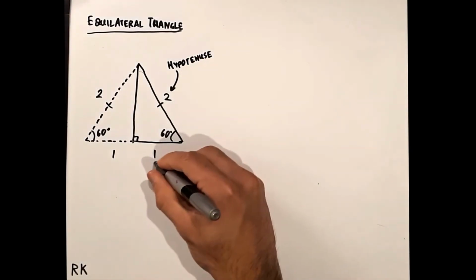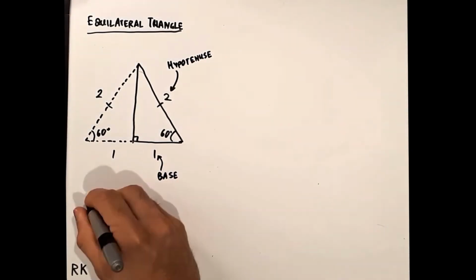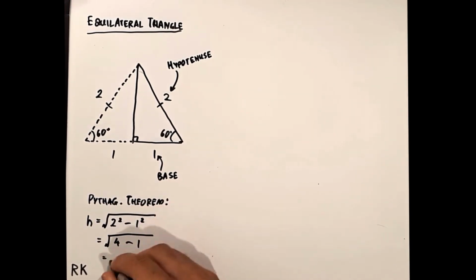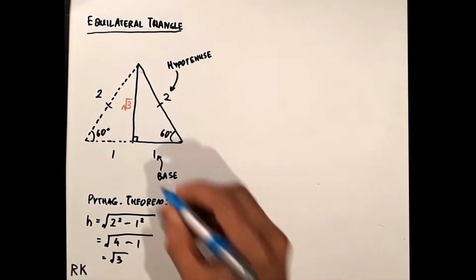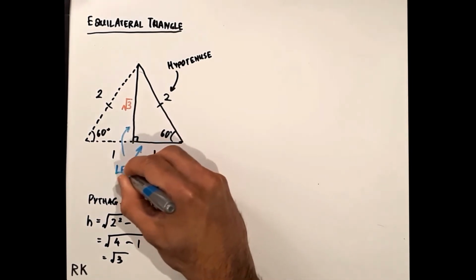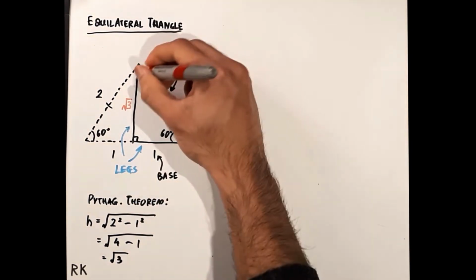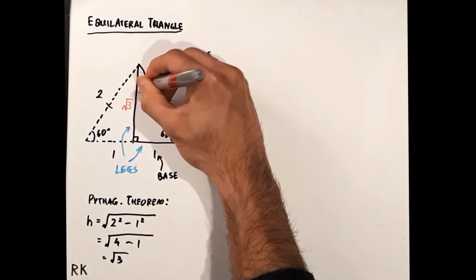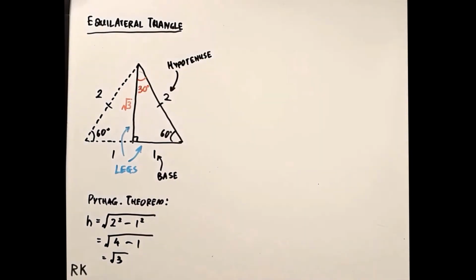This new triangle has a base of 1 unit, and using Pythagoras' theorem, we can calculate the height to be √3. These two sides are known as the legs of the right-angled triangle. The bottom corner is still 60 degrees, but the top corner is now 30 degrees since we cut it in half. This is one of the special triangles, and this is one way to build it.